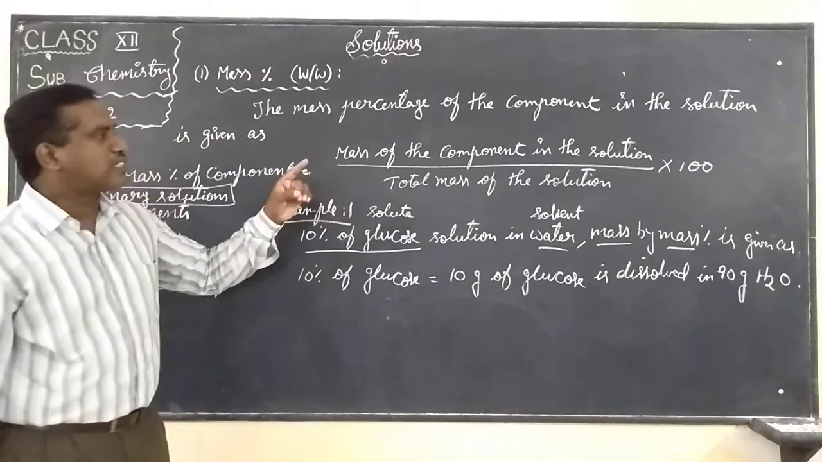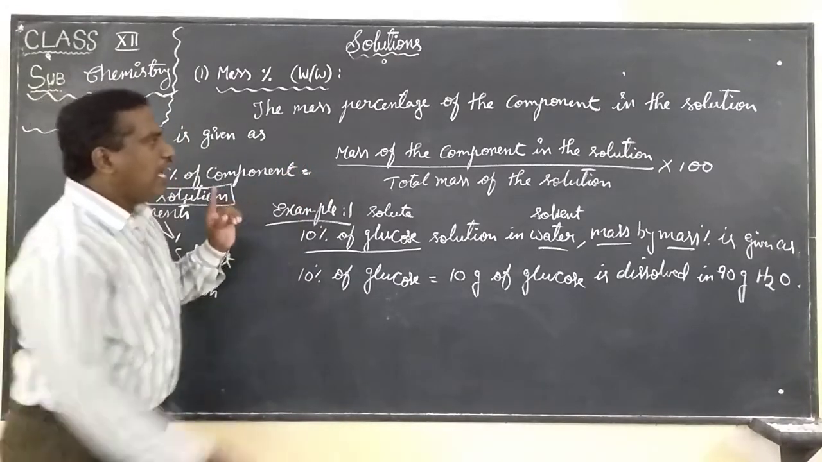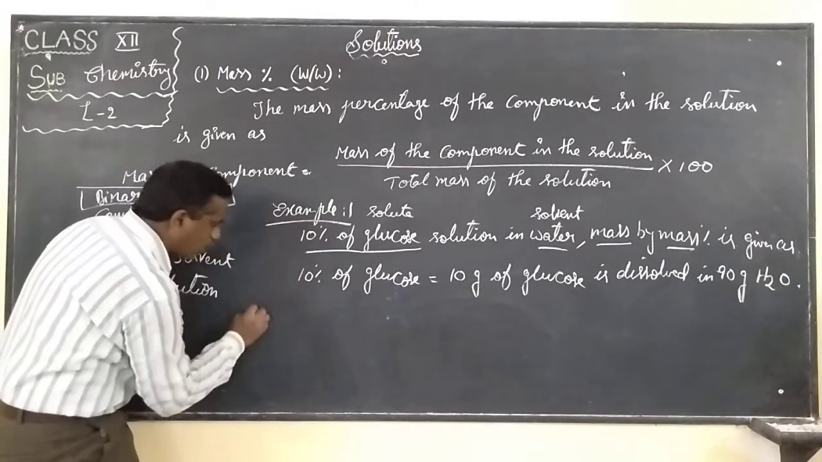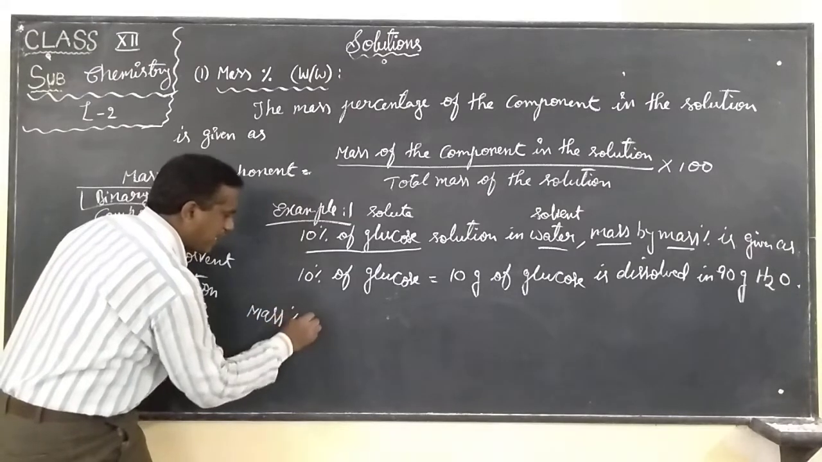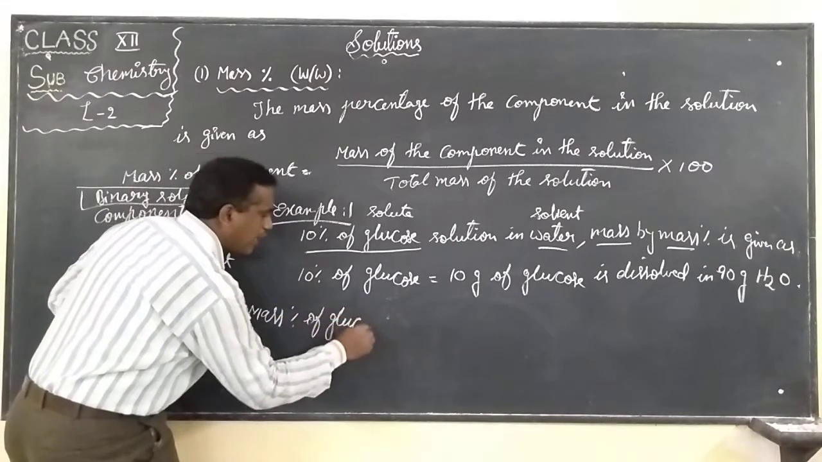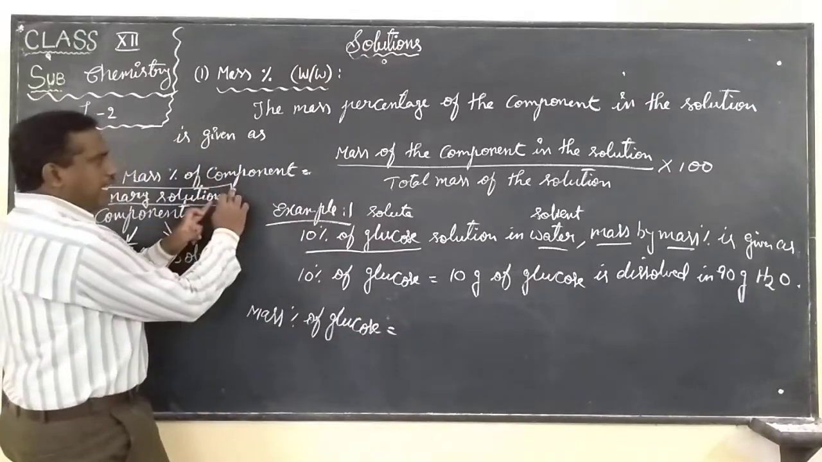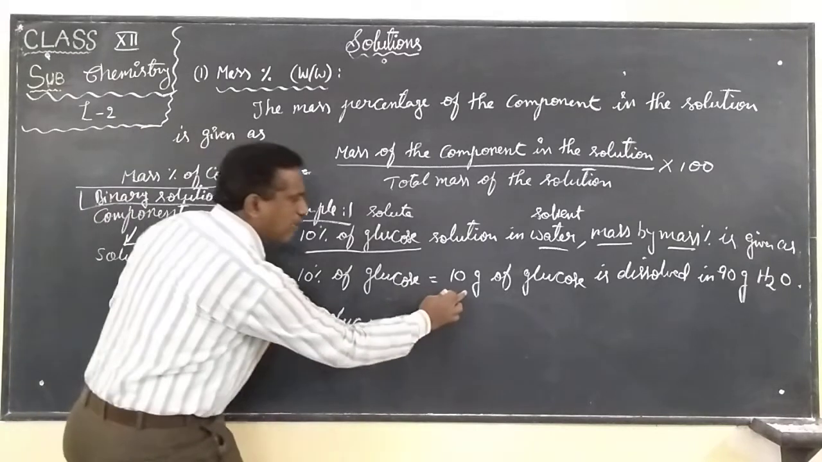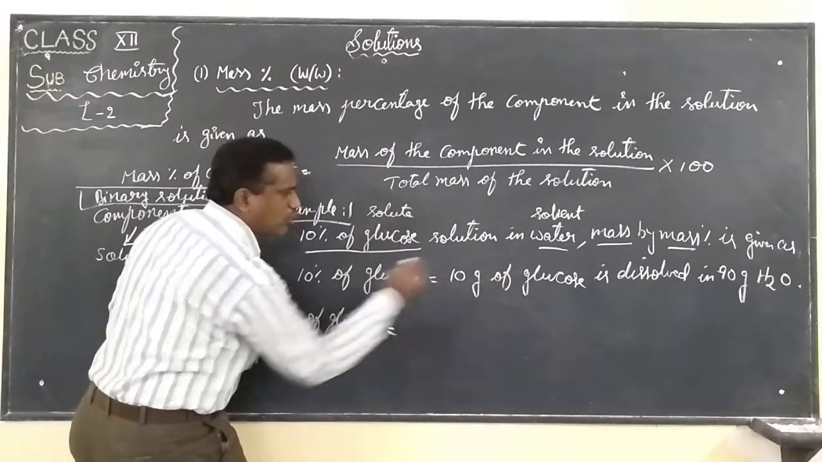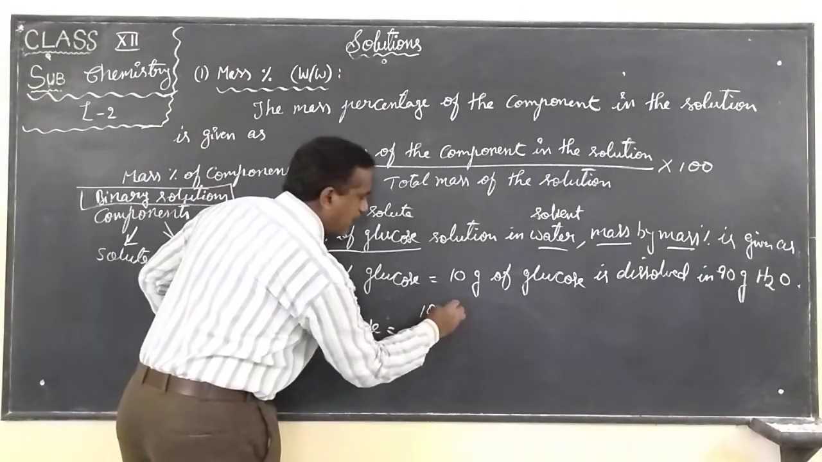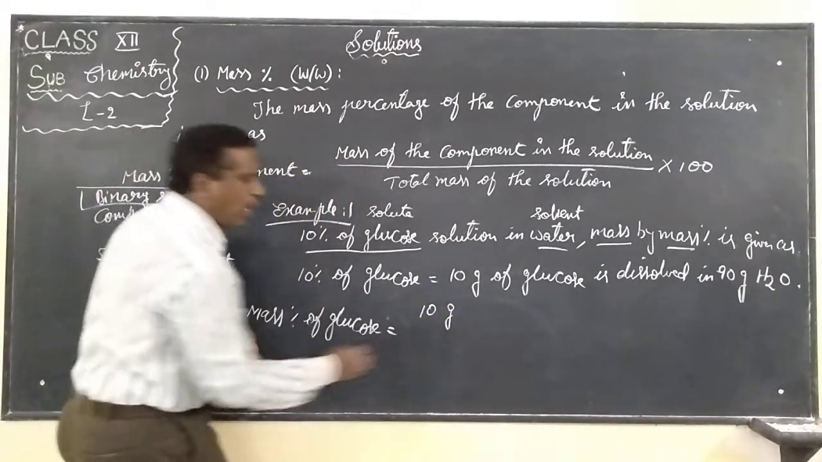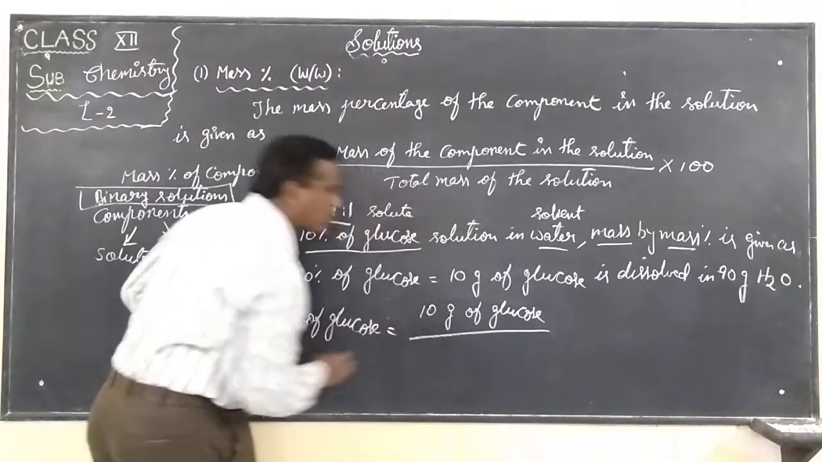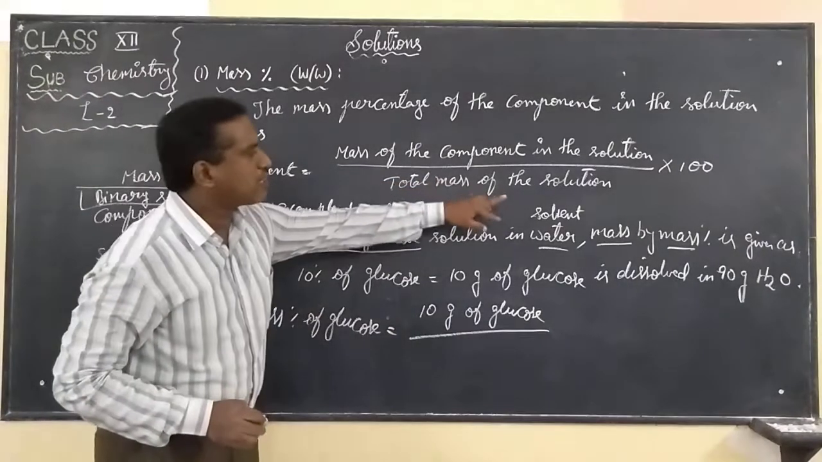So in the mass percentage of the component in the solution, you want to calculate the mass percentage of glucose in this solution. Then you can see the mass of the component in the solution. What is the mass of the component, that is the solute, in the solution? 10 grams of glucose, by the total mass of the solution.